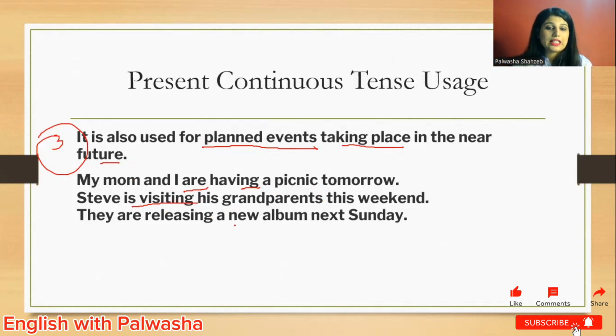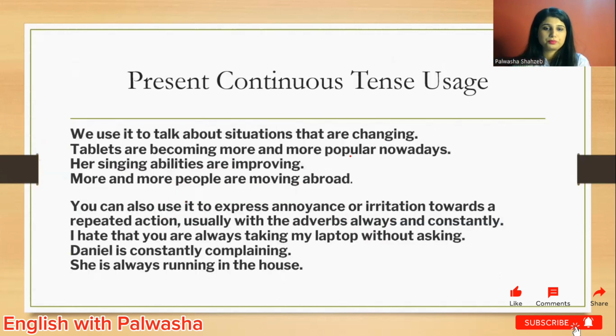They are releasing a new album. Somebody who is releasing a new album next Sunday. So they give you the tense. For that, it's something which is near future. You connect it with the continuous tense.